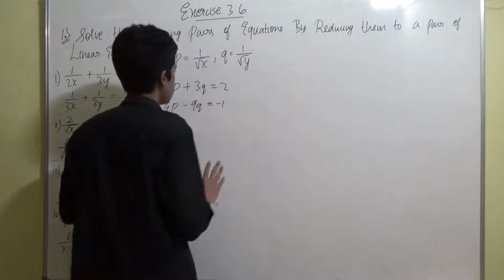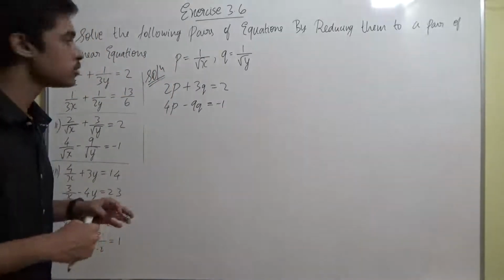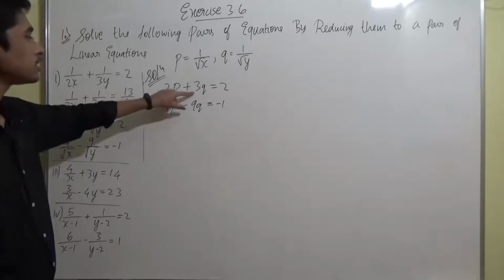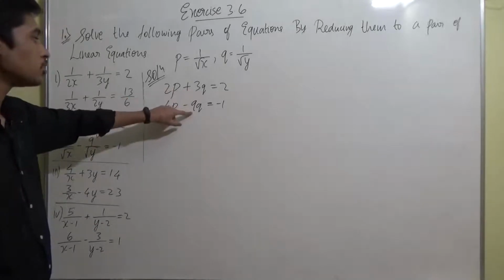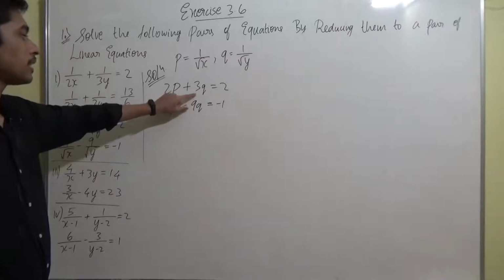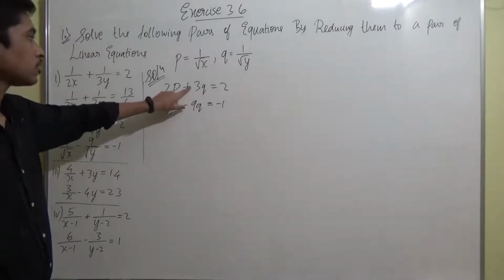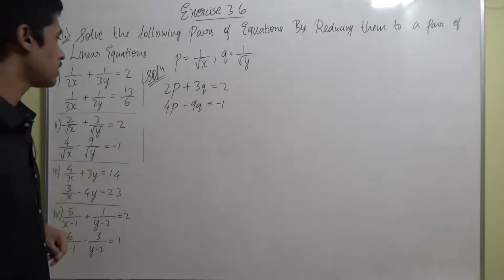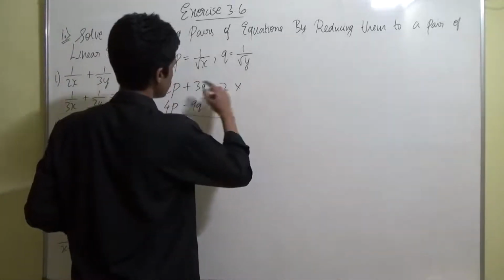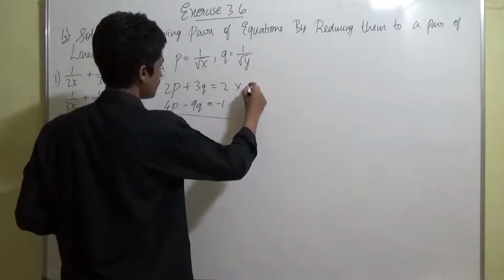Now we have to solve them. So which method shall we do? Let's solve it, guys. We'll do it by the elimination method itself, because here it is 3q and here it is 9q. So if you multiply the first equation with 3, it will become 9q as well. So 9q plus 9q and minus 9q will get cancelled, right? So elimination method is the best for this. So we have to multiply equation 1 by 3.